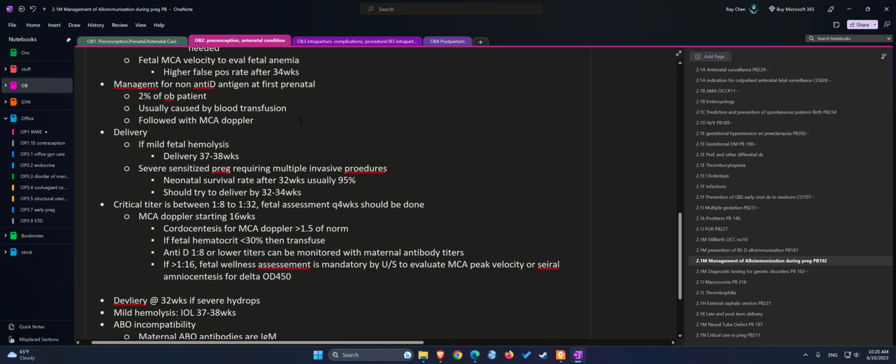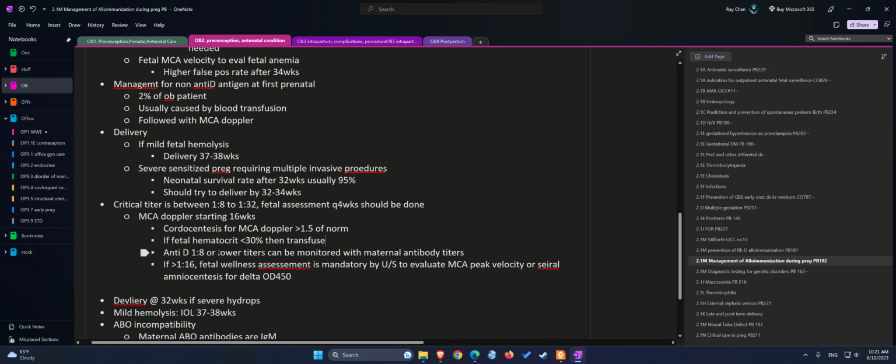Critical titer is between 1 to 8 and 1 to 32. Fetal assessment every 4 weeks should be done with MCA Doppler starting at 16 weeks. For MCA Doppler greater than 1.5 multiples of normal, we need to do cordocentesis. If the fetal hematocrit is less than 30%, the fetus might need transfusion.